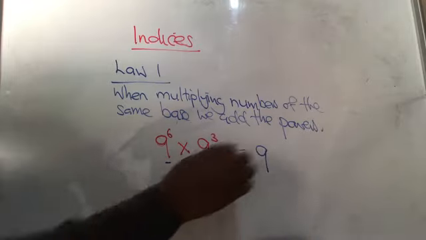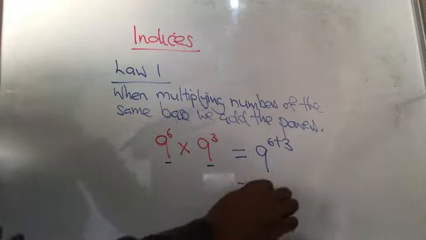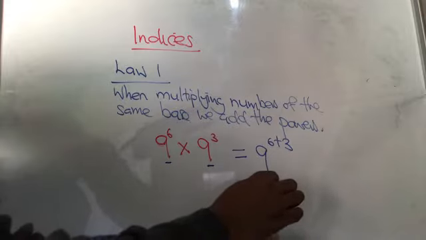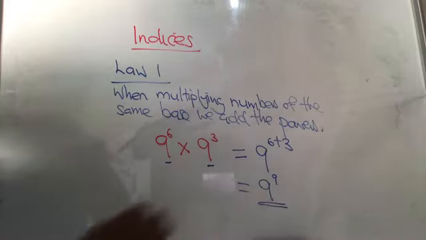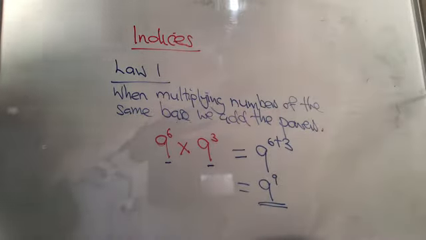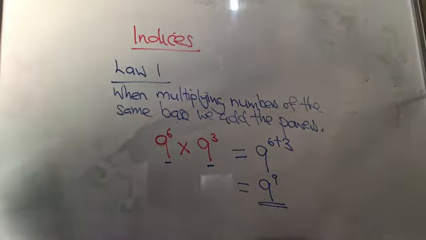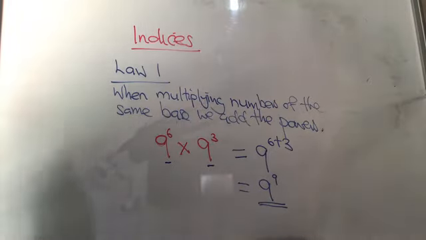So it's like we're saying 9 to the power of 6 plus 3, and the final answer is 9 to the power of 9. That's the answer. So that's the first example. I hope you are getting this. 9 to the power of 6 is being multiplied by 9 to the power of 3. So our product will be 9 to the power of 9. How? We just deal with the powers. We add the powers. So that's law number 1.